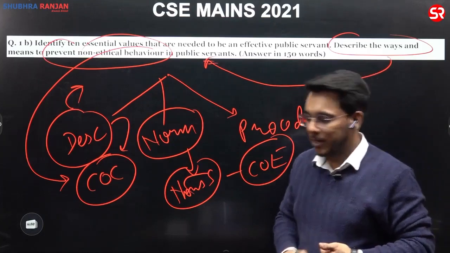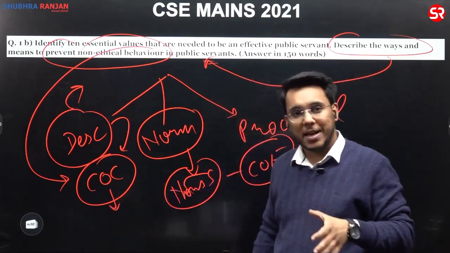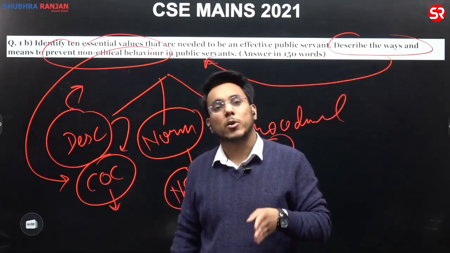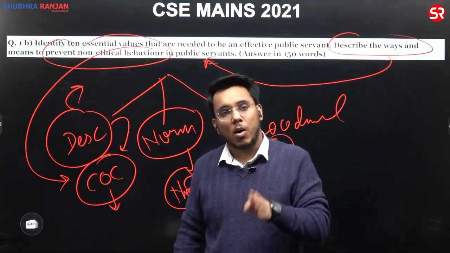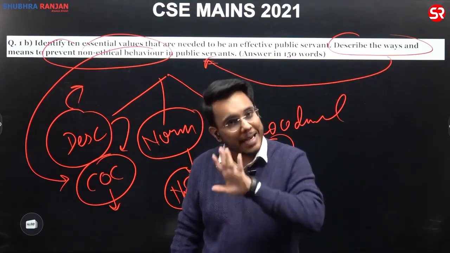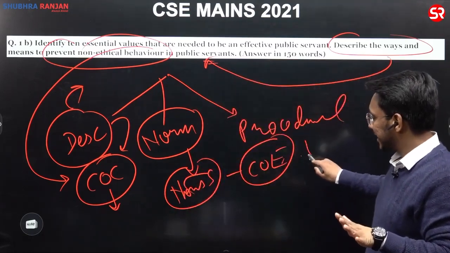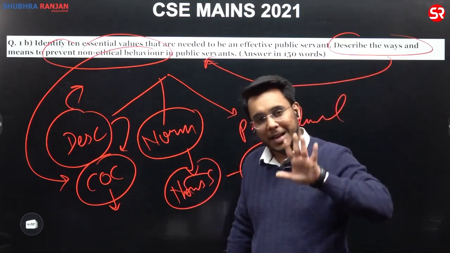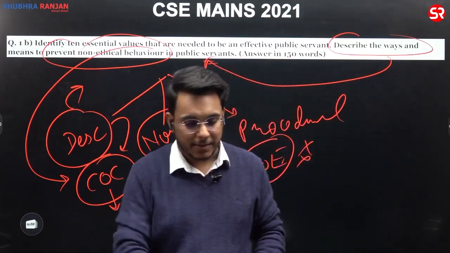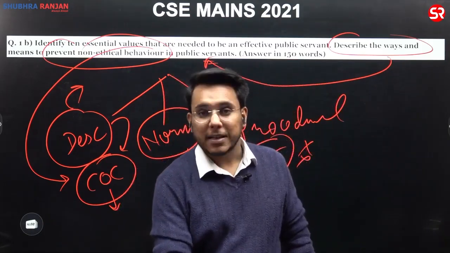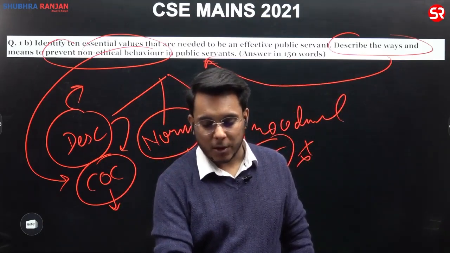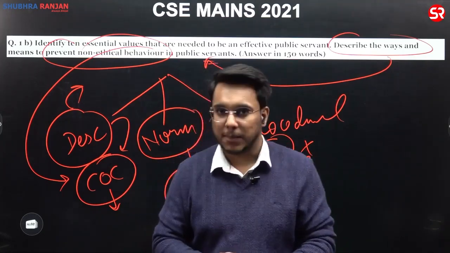For the code of conduct, we have the Civil Services Conduct Rules 1964 and the All India Service Conduct Rules 1968. They are already in place. With respect to the code of ethics in India, a separate code of ethics is not there. It has been suggested since 1997 that a code of ethics should be there, but up till now a specific code of ethics has not come.